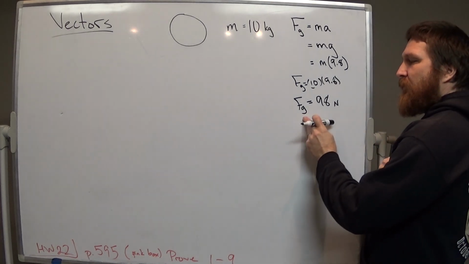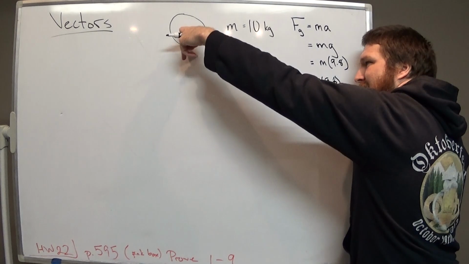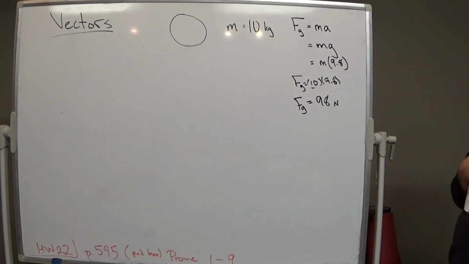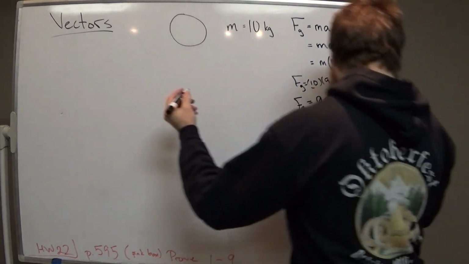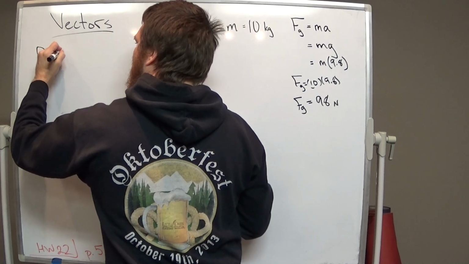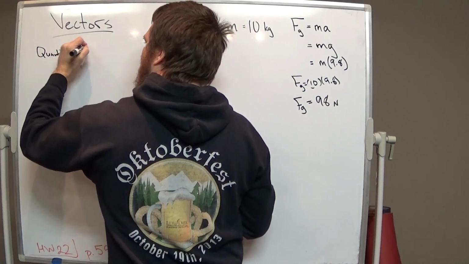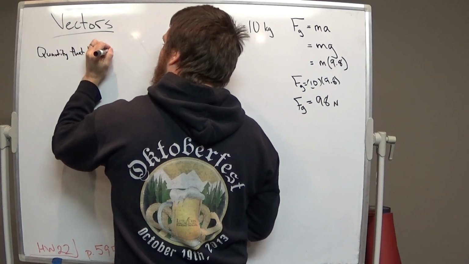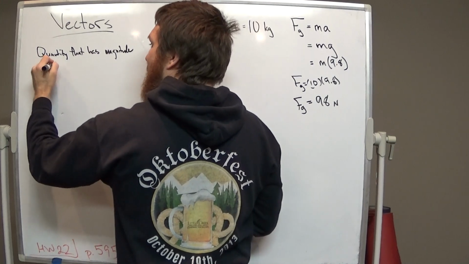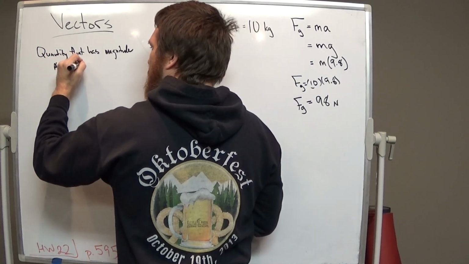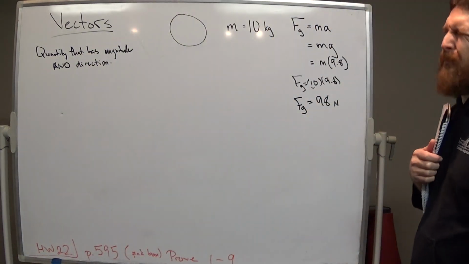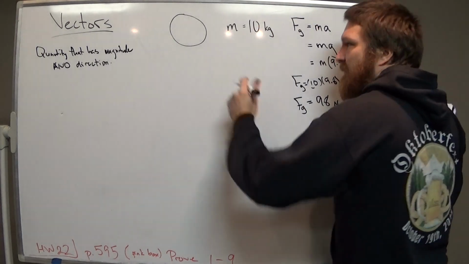This force of gravity operates in this direction, down towards the center of the Earth. And so, a vector is a quantity that has magnitude, size, and direction. And so all forces, pretty much all forces, are vector quantities.